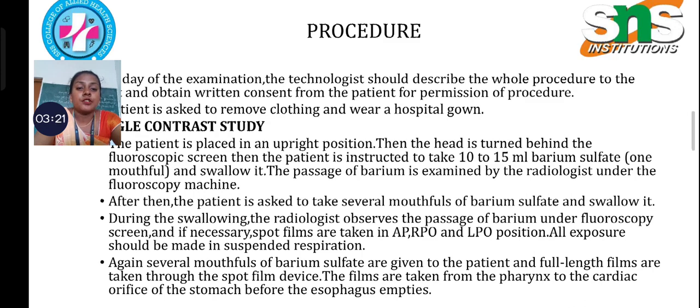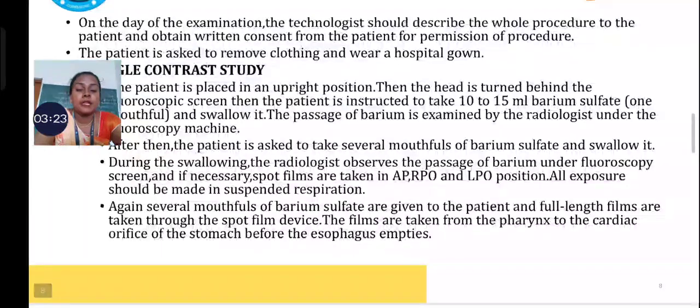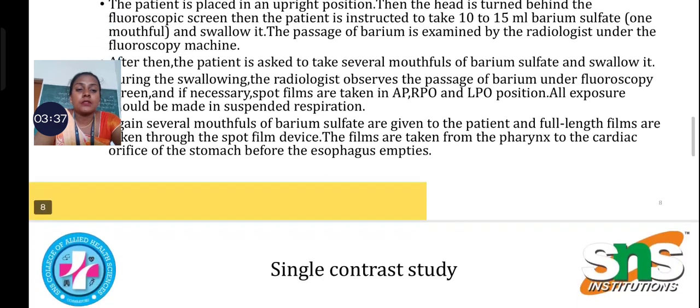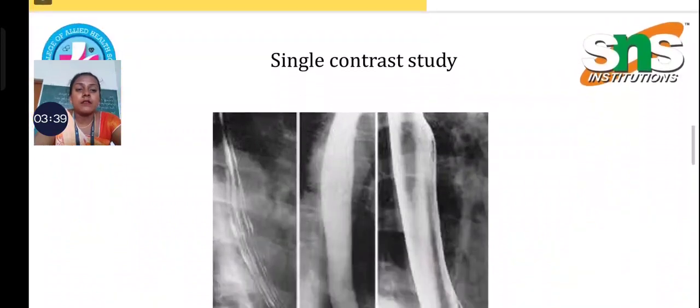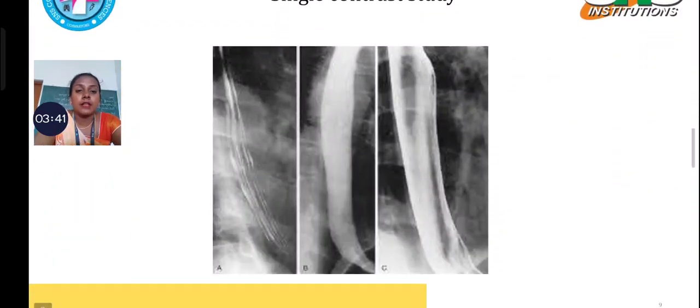All exposures should be made in suspended respiration. Again, several mouthfuls of barium sulfate are given to the patient and full length films are taken through the spot film devices. The films are taken from the pharynx to the cardiac orifice of the stomach before the esophagus empties. This is how a single contrast study image looks like.